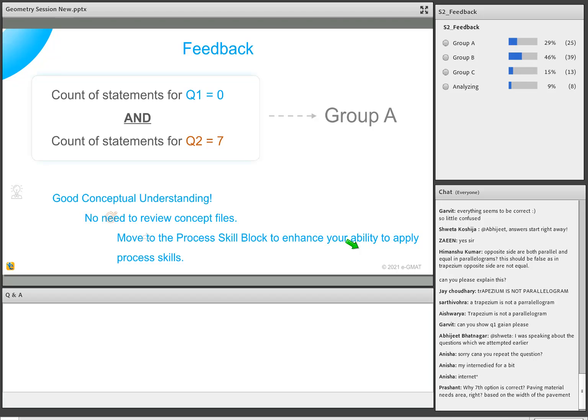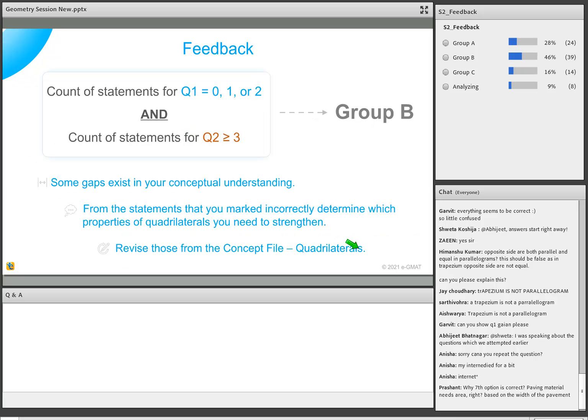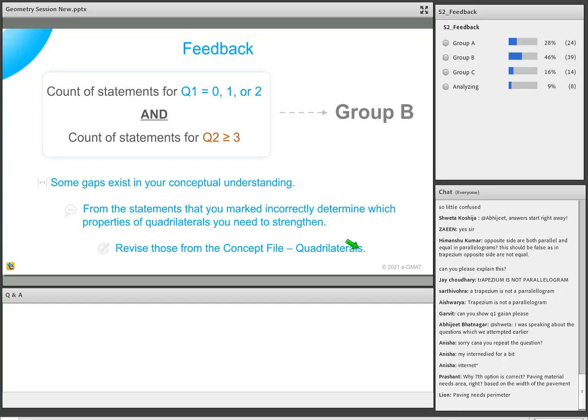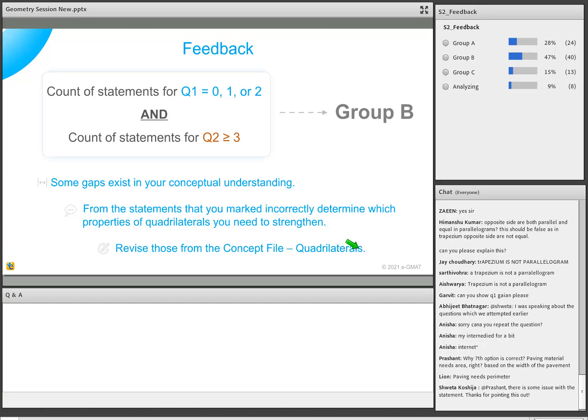You can directly move to the process skill block to enhance your ability to apply these skills, and to make sure that you understand questions in a much better context, right? For people who belong to Group B, you have slightly some gaps in your conceptual understanding, and for that reason, I would want all of you who belong to Group B to go back into the course and revise the concept files that are there in the chapter in the module of quadrilaterals.